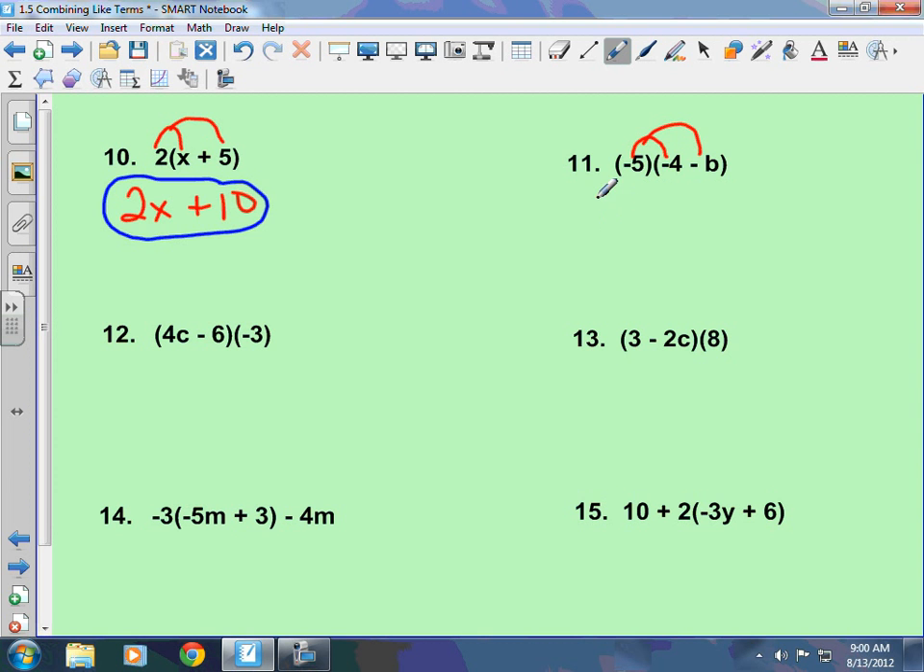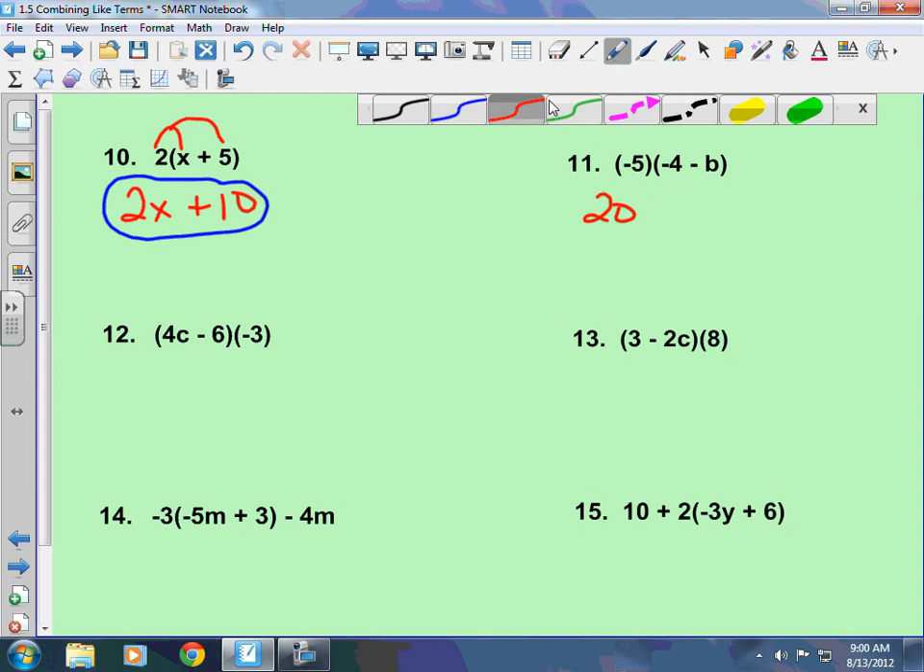Negative 5 times negative 4 is positive 20. Now, a lot of you just bring this sign down. You cannot do that. You cannot bring the sign down. You have to only bring down signs that go with the number. So let's look at this.